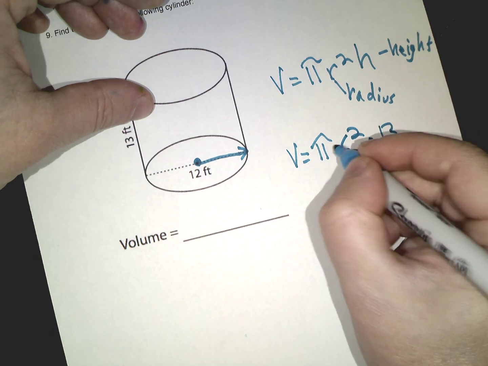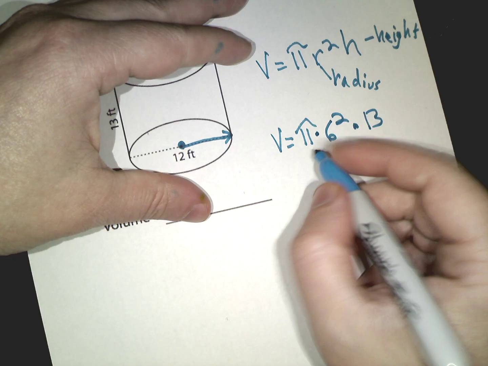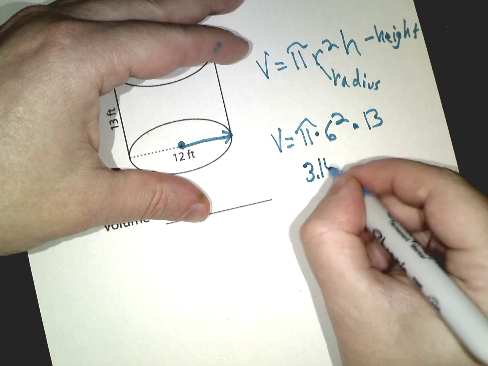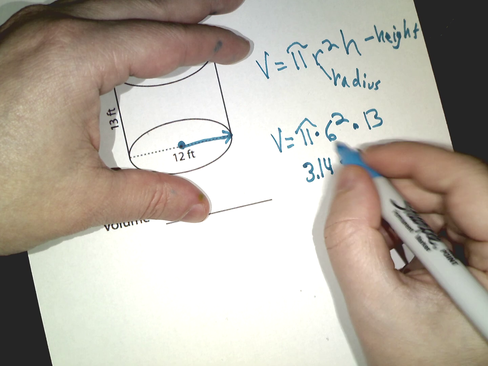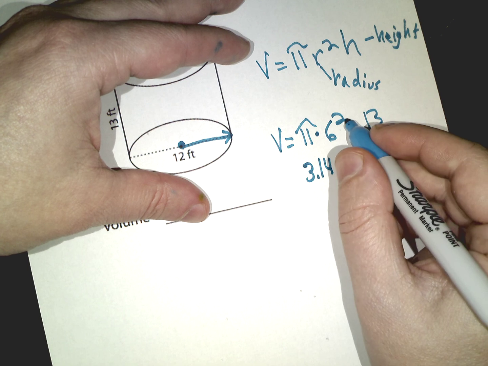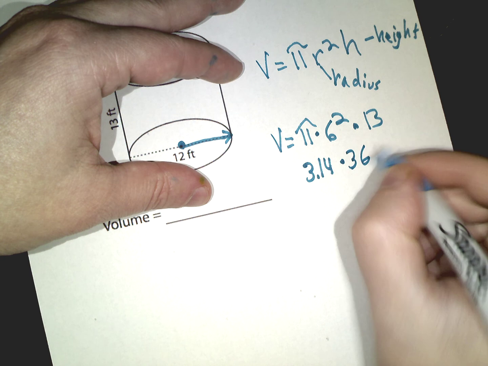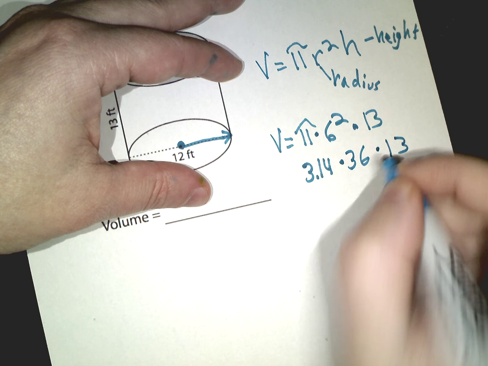Now, if you have the calculator right by, this should be pretty easy. If you can't find the pi button on your calculator, you could substitute in pi with 3.14, and we'll get you in the neighborhood. Okay, and remember, 6 squared, it's not 6 times 2, it's 6 times 6. It's 36. And 13. Multiply those 3 numbers together.